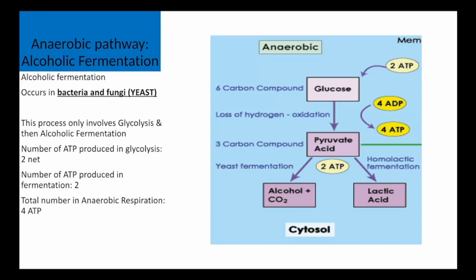So if we're talking about alcoholic fermentation, we see that in yeast as the most common example. And that's what's used to make beer and wine. So it only involves glycolysis and then alcoholic fermentation. The number of ATP produced in glycolysis was 2 that we netted. And the number of ATP that will be produced in fermentation is also 2. So if you look at that, we're only going to get 4. So not super great, not very efficient.